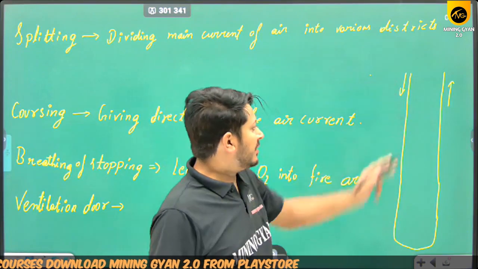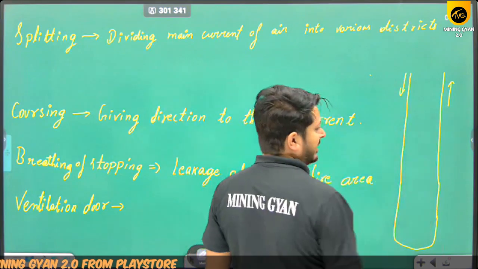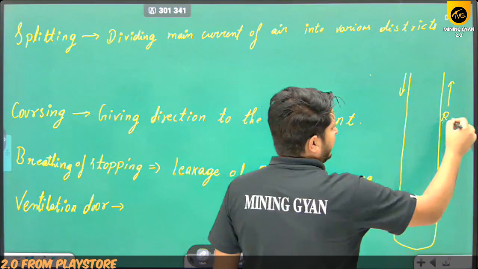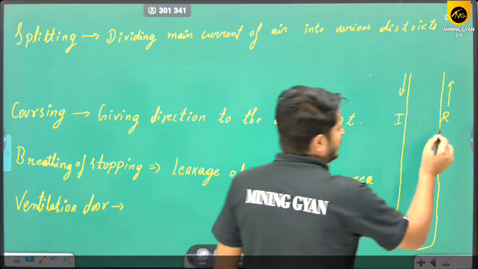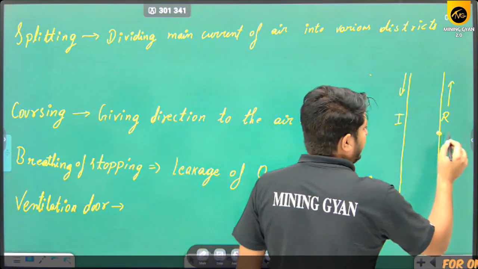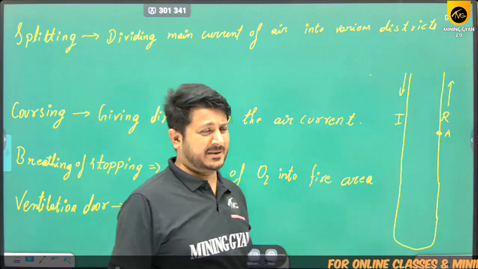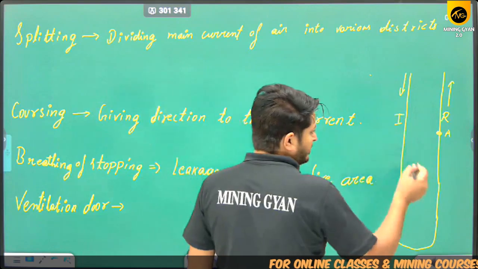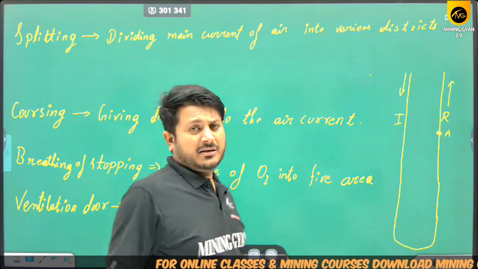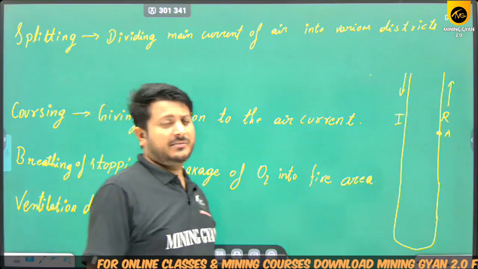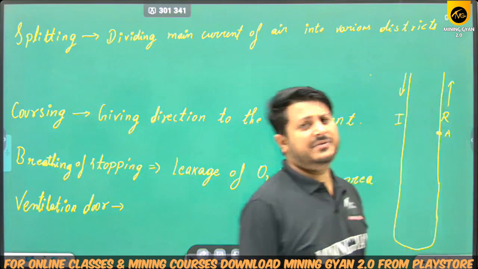if you have to do any type of sampling or inspection in the return airway, and you are entering from the intake airway, now you have to do the sampling at this point A. Just suppose that at this point A you have to do the sampling or the inspection. Now for going to this point, you have to cover this much distance, but covering this much distance is worthless, it is a wastage of time.